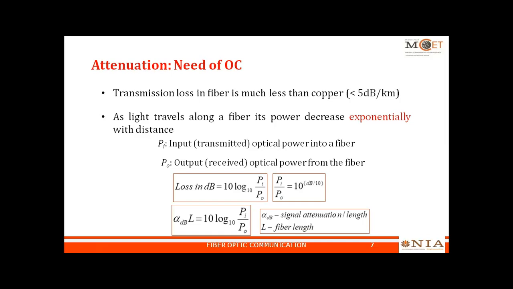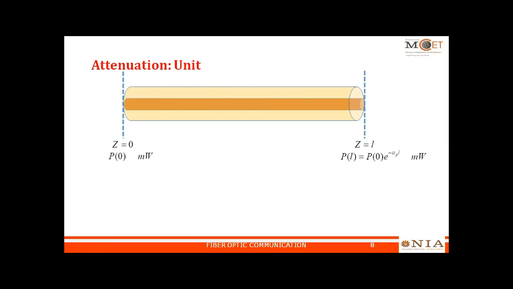For example, this is a fiber cable. Z is equal to 0, and that means distance. Here Z is equal to L. The initial power is P0 milliwatts, and the final power is P, that is P0 into e power minus alpha p into L milliwatts. Here alpha indicates the propagation constant. If the signal is traveling along the Z direction, then P is equal to P0 into e power minus alpha p z milliwatts. So this is the formula for finding the power.